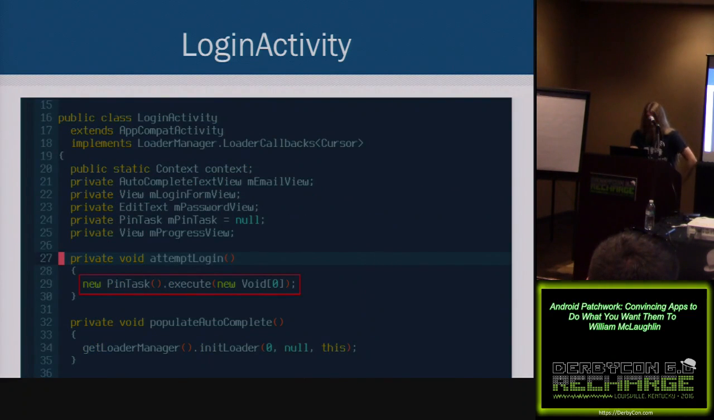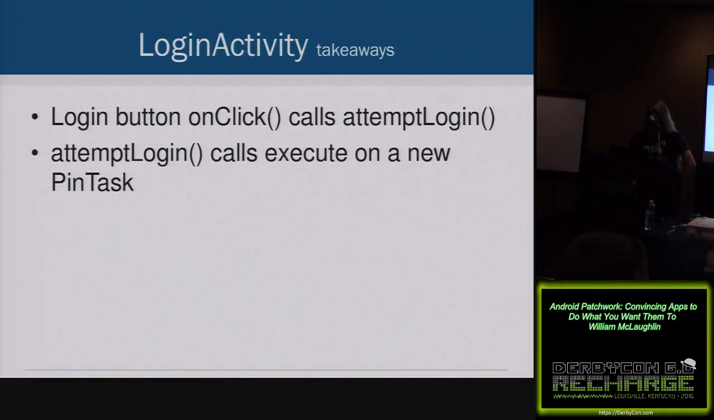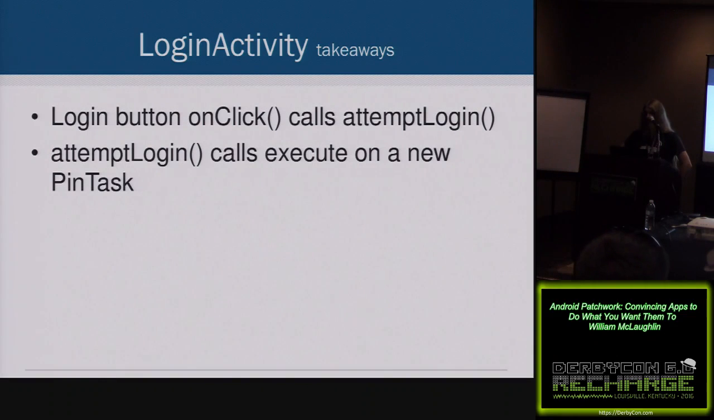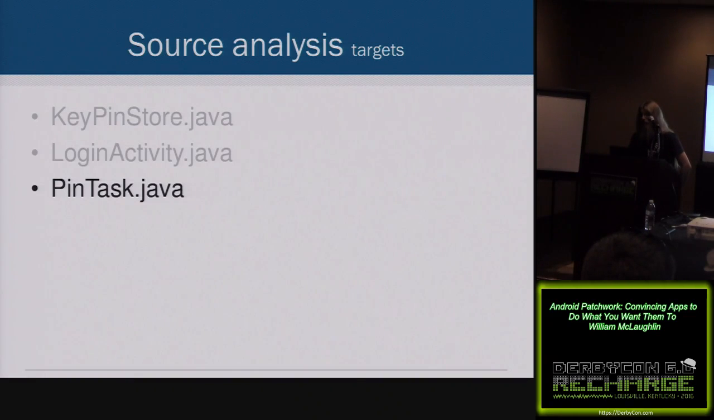The attemptLogin function is a one-line function. It calls execute on a new pin task. All right, simple enough. We have a login button with an onClick listener that calls attemptLogin, that in turn calls execute on this new pin task object. So clearly we want to look at the pin task class.